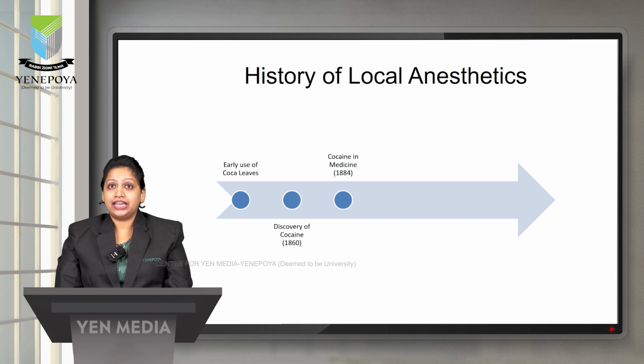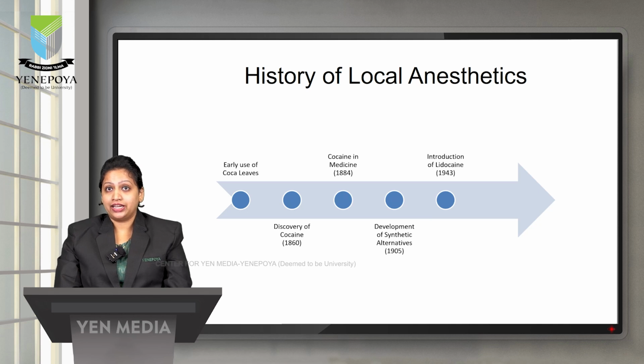Cocaine in medicine. In the year 1884, Karl Koller, an Austrian ophthalmologist, introduced cocaine as a local anesthetic in eye surgery, demonstrating its clinical potential. Development of synthetic alternatives. Due to the addictive nature and toxicity of cocaine, the search for safer alternatives began. In the year 1905, Alfred Einhorn synthesized procaine, which is marketed as Novocaine, the first synthetic local anesthetic, which became widely used due to its safety profile compared to cocaine.